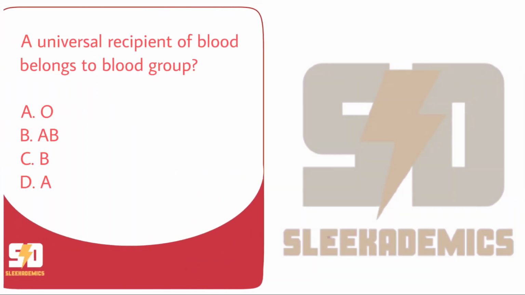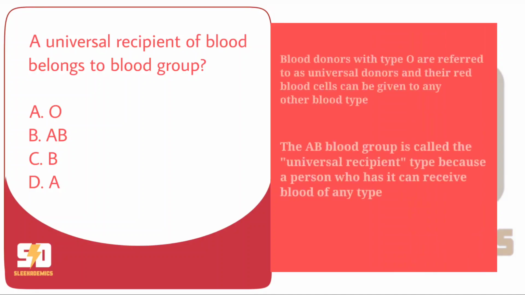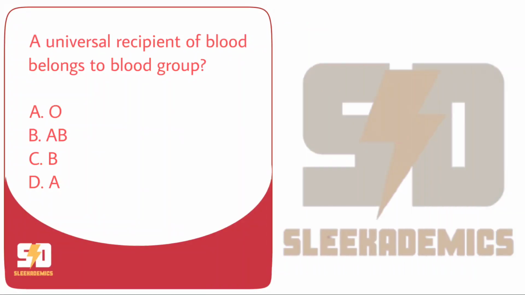So the next question says, a universal recipient of blood belongs to blood group dash. I think we have seen a similar question. Let's look at the options. A, we have O. B, we have AB. C, we have B. And D, we have A. Blood donors with O are universal donors, while blood group AB are universal recipients. So the correct answer here is B, which is AB. Blood group AB are always universal recipients.